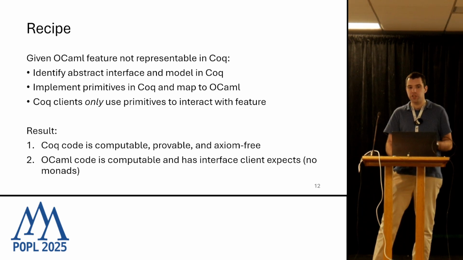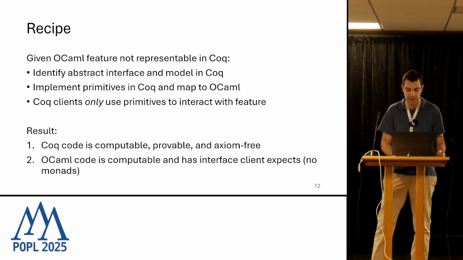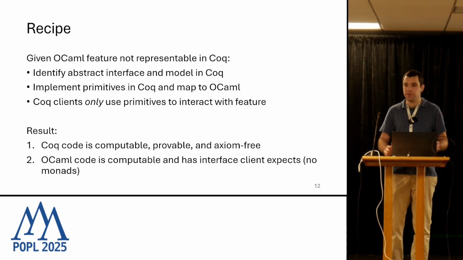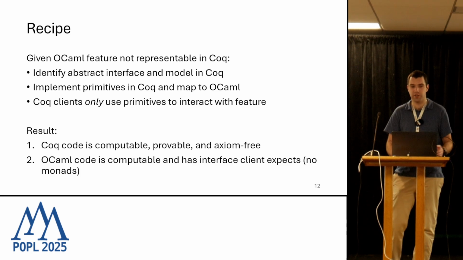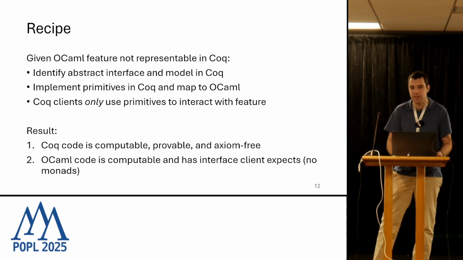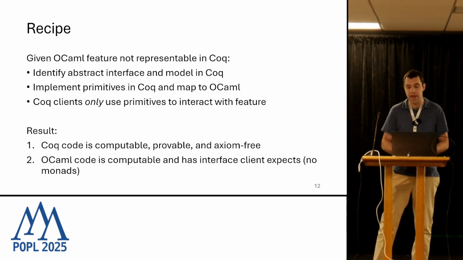And as long as the Coq clients are only using the primitive operations to interact with that interface, I'll talk a little bit more about that at the end, then you get a lot of nice properties where your Coq code you can fully compute. It's similar to the code you would have written by hand. You can prove things about it as normal, and we don't have any axioms.